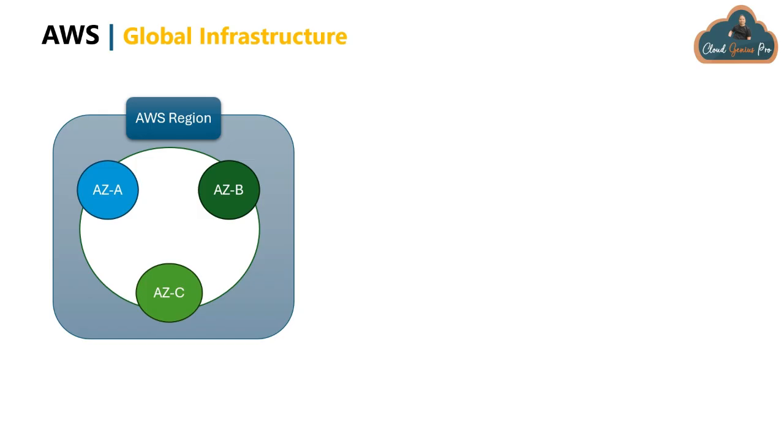Now, if we talk about the architecture under an AWS region, there will be multiple availability zones. The minimum count, as I see it, should be two. So any AWS region should have a minimum of two availability zones, or it could be more as well. But a minimum of two is a must.